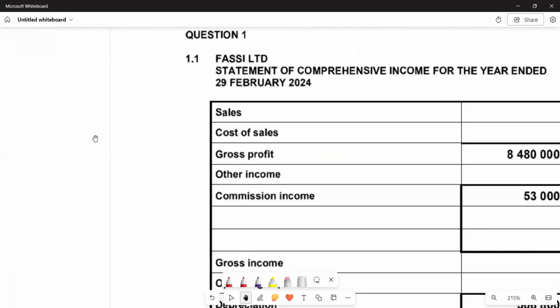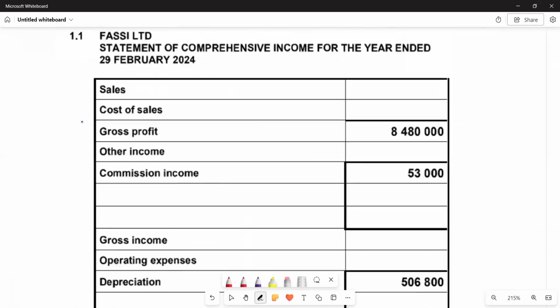We can summarize this in the other section by saying sales equals 200 over 100 multiplied by the gross profit that is given, which is 8,480,000. If you calculate it in this way, you get 16,960,000. Having done that, you can now find your cost of sales.